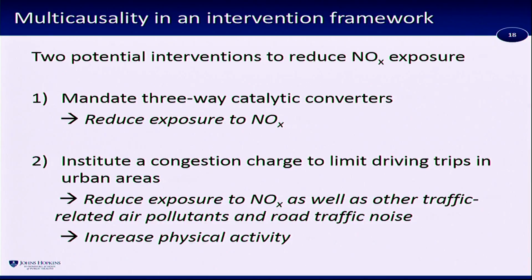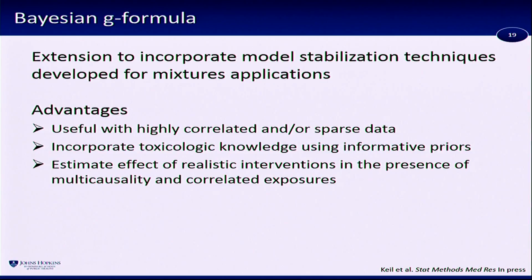This kind of intervention is going to reduce your NOx exposure, but it will also reduce other air pollutants and road traffic noise, and potentially increase physical activity if people are using public transit. So the impact of this kind of intervention is going to be very different from this kind of intervention. And right now I'm working with colleagues to extend the G methods to be Bayesian in order to stabilize the model, so that you can look at highly correlated exposures and think about how these kinds of interventions can be modeled in a more realistic framework.